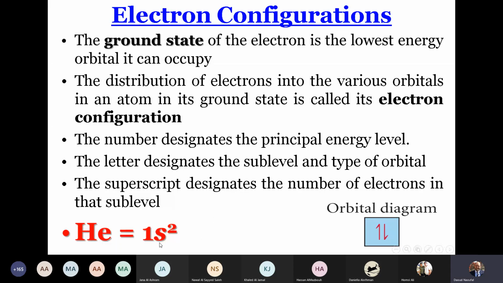Instead of 1s2, we have another electronic configuration known as the box representation or the orbital diagram. So 1s is one box. Inside this box we have 2 electrons, and 1 electron has a spin plus half, and the second has a spin minus half. This is the Pauli exclusion principle. So the two arrows are in inverse directions.